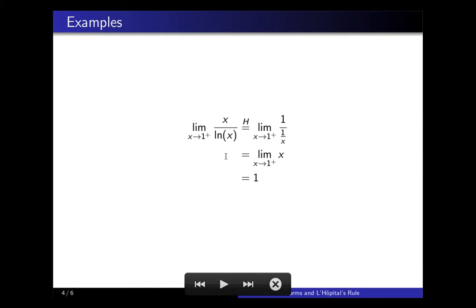Okay, so for the next one, we can take the limit as x goes to 1 from the right of x divided by the natural logarithm of x. We'll apply L'Hopital's rule as before. We'll take the derivative of the numerator and get 1, and the derivative of the denominator and get 1 over x. We then get the limit as x goes to 1 from the right of just x, which is 1.